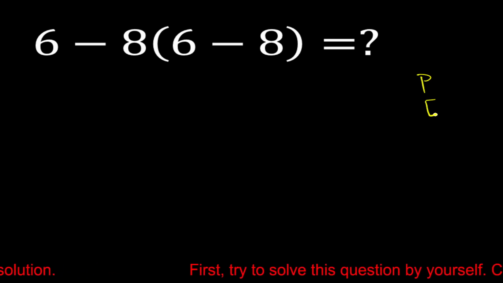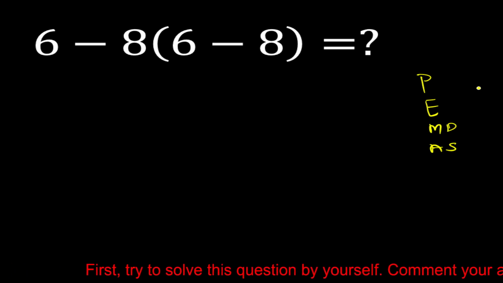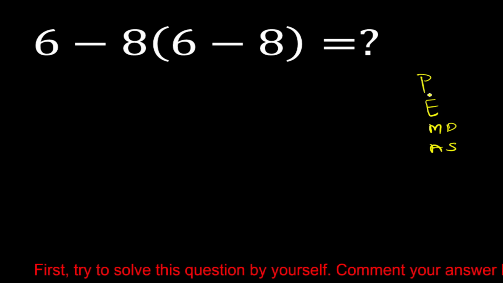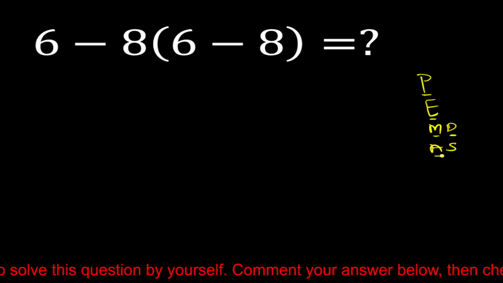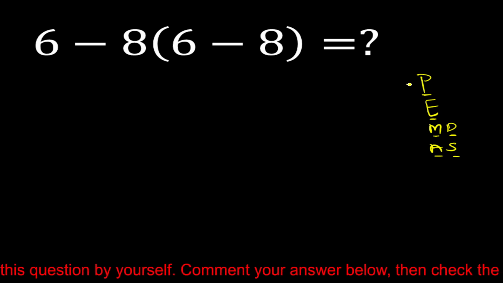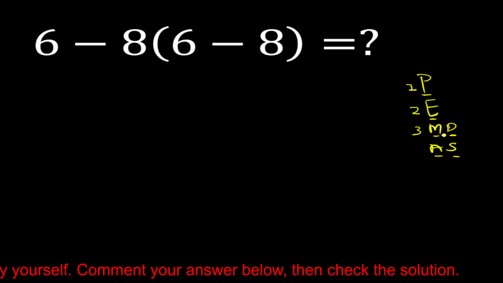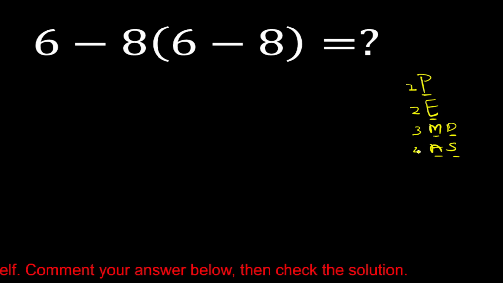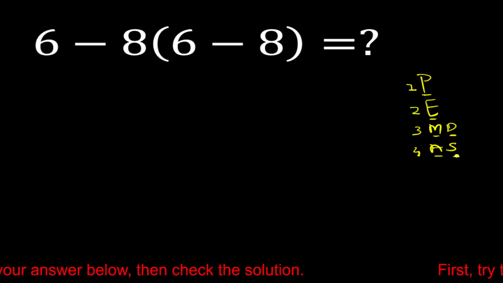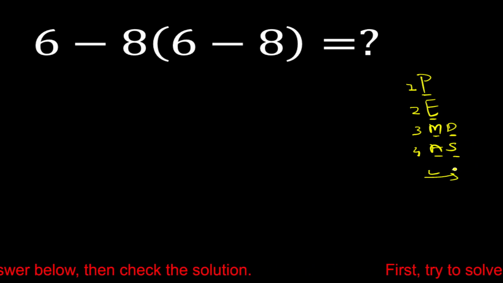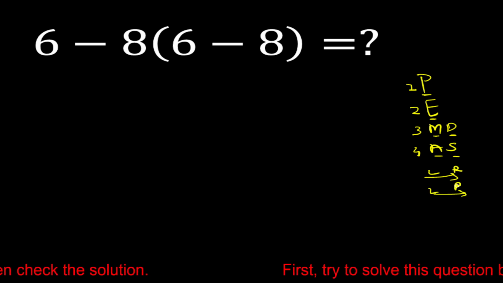PEMDAS. According to the PEMDAS rule, P means parenthesis, E means exponents, M means multiplication, D means division, A means addition, and S means subtraction. First priority is parenthesis, then second priority is exponents, then third priority is multiplication and division, and fourth and last priority is addition and subtraction. Multiplication and division both have equal priority, so we have to solve from left to right, and also addition and subtraction both have equal priority, so we have to solve from left to right.